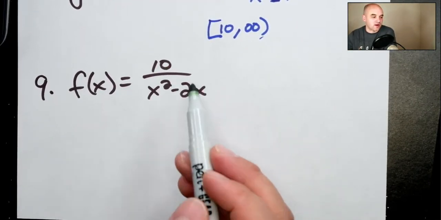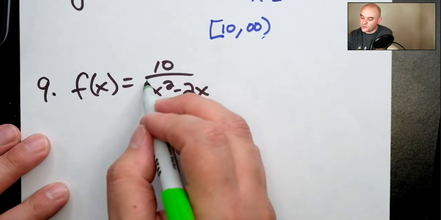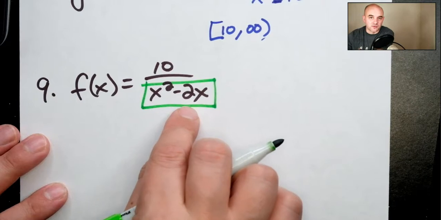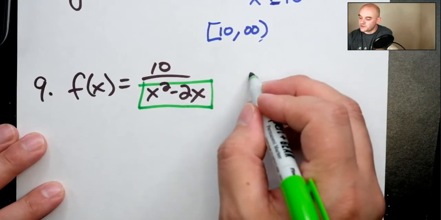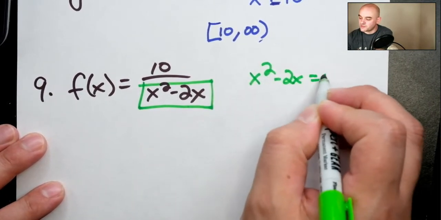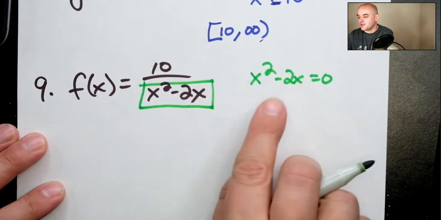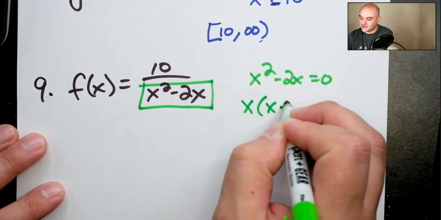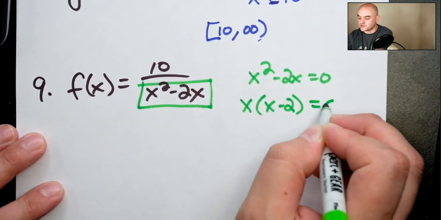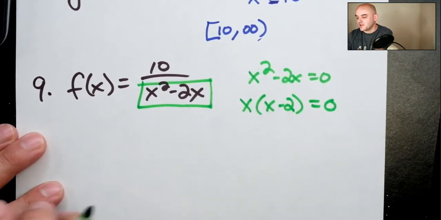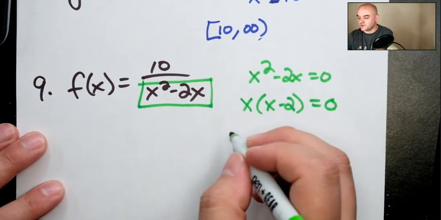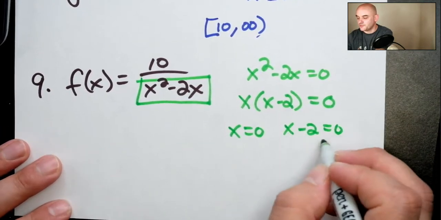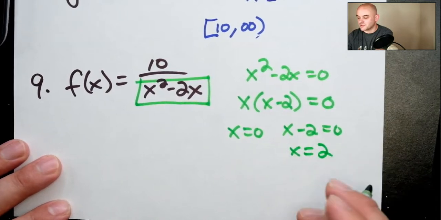All right, let's look at number 9. Number 9 is a fraction. So if we've got a fraction going on here, we need to take the denominator and make sure that denominator never equals 0. So let's set it equal to 0. X squared minus 2x equals 0. And to solve this, we're going to factor it. So I'm going to factor out what's in common, the x, and I get x times x minus 2 equals 0. And we're going to set each factor equal to 0. So x equals 0 and x minus 2 equals 0. Solving this one on the right, we get x equals 2.